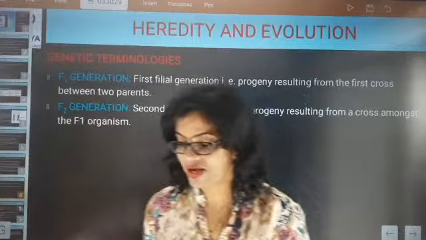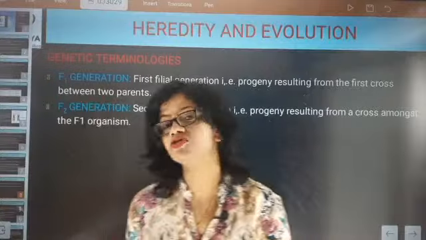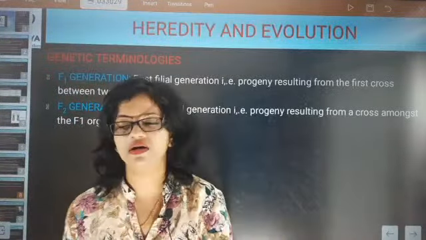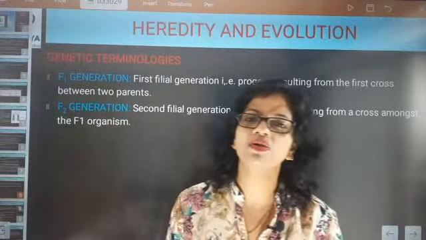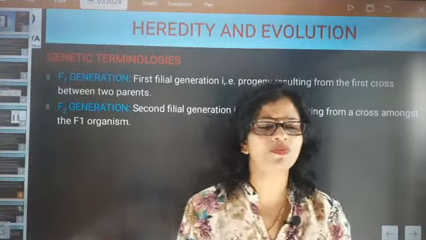Physical is somatic, understood? Yes beta, and both are same. Physical is somatic. Okay, genetic part will be no, physical is somatic, don't go with that. Physical is what? Somatic.